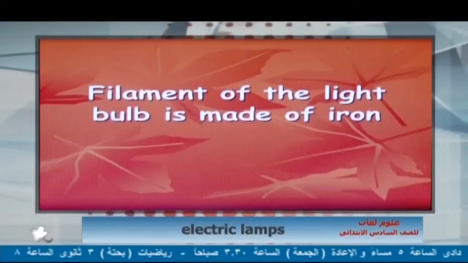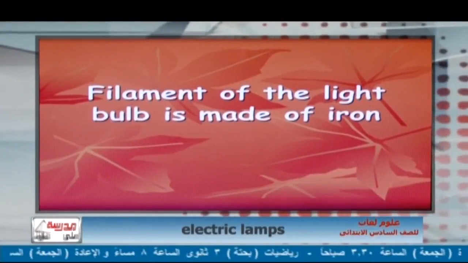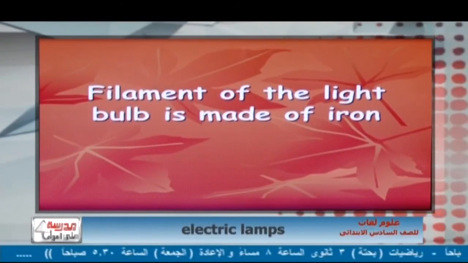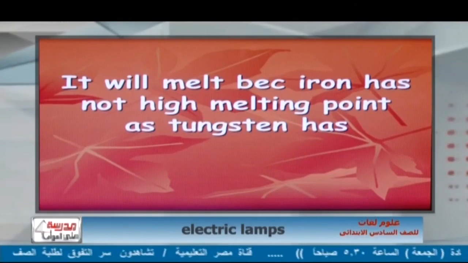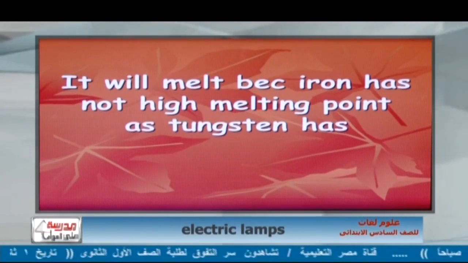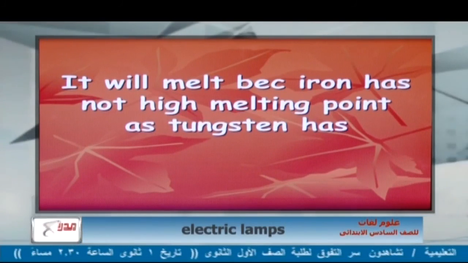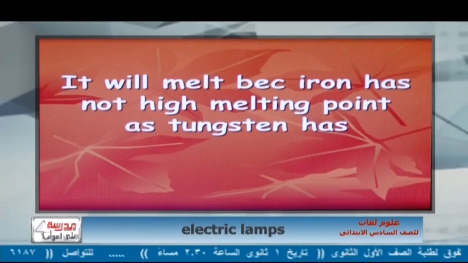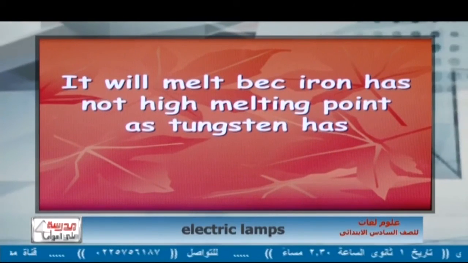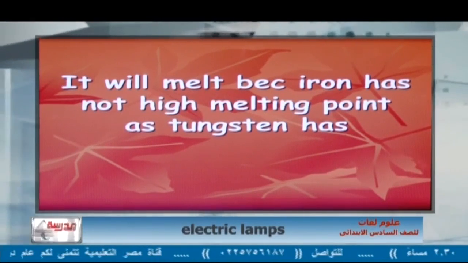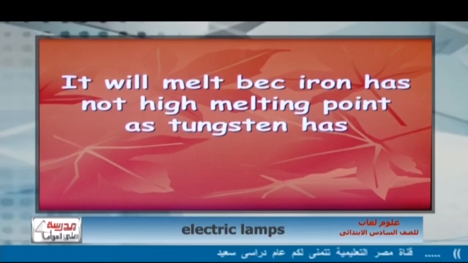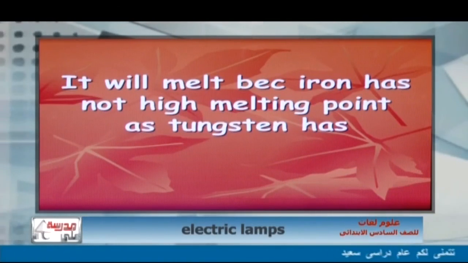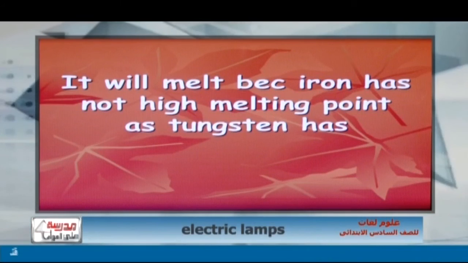The question says: what happens if the filament of the light bulb is made of iron? If we make the filament out of iron, surely it will melt, because iron does not have a high melting point as tungsten has. Iron is a good metal, as they say, but it does not have a high melting point like tungsten. So what happens if the filament is made up of iron? Surely the filament will melt, because iron does not have a high melting point such as tungsten has.